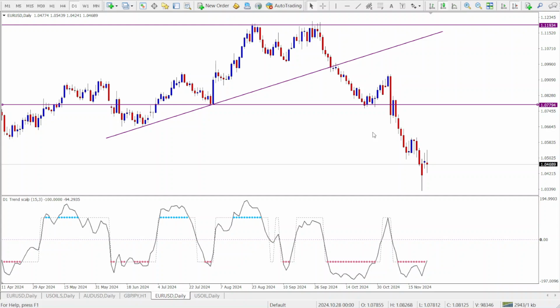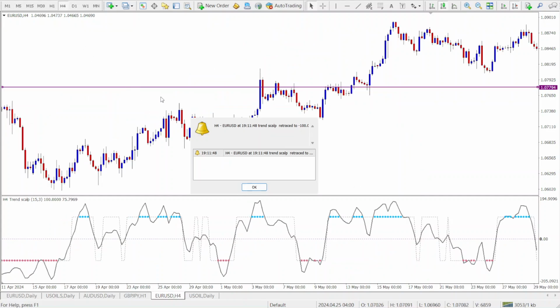But I'm going to recommend that you always confirm your signals, because there is no indicator that is foolproof. So make sure you always confirm the signals given to you by the Trend Scalp Indicator. You can use this indicator on any time frame of your choice. Whether you are a scalper, a day trader or a swing trader, you can make use of it. The indicator enables you to monitor trends across different time frames, and you get alerts also.